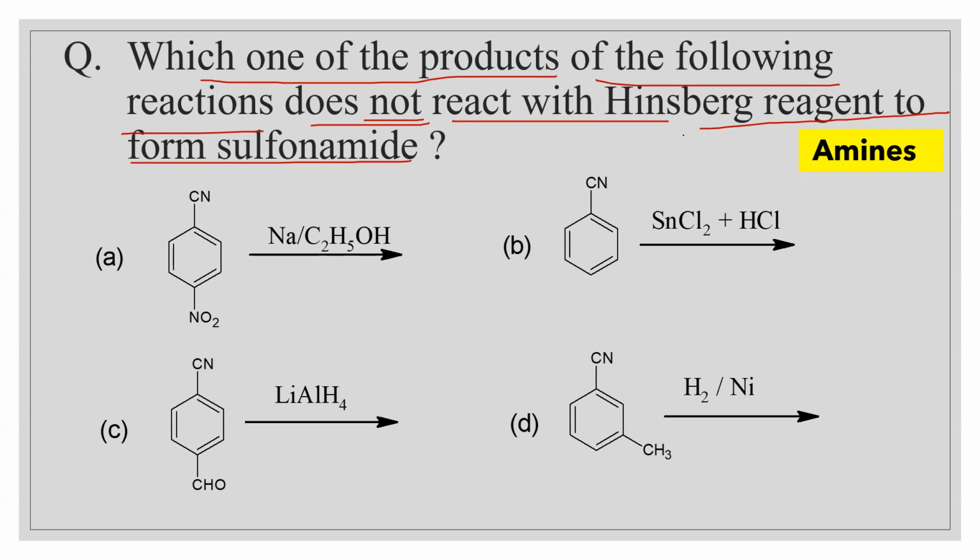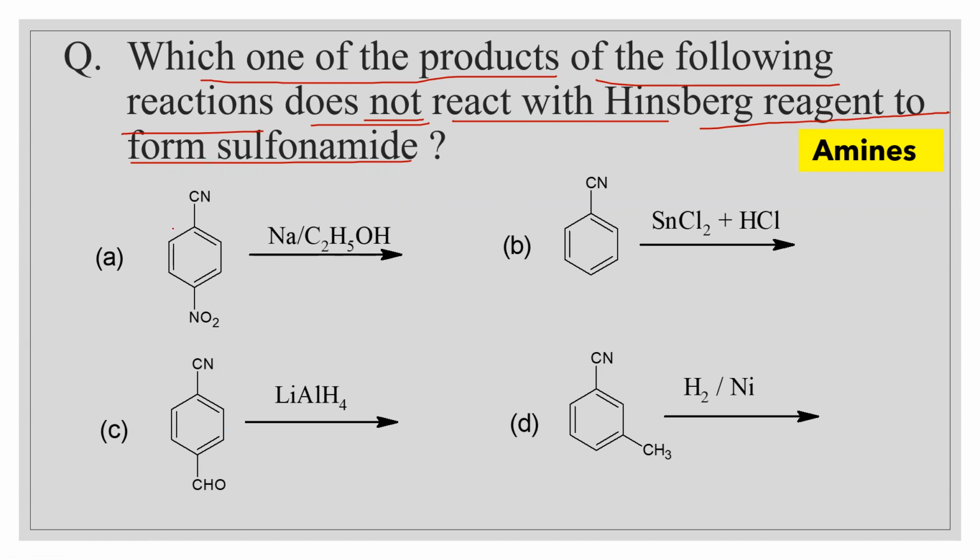C6H5SO2Cl, reacts with primary and secondary amines. It does not react with tertiary amines, because in tertiary amines there is no hydrogen attached to nitrogen. In this question you are given 4 reactions, and you have to find the option in which the product so formed does not react with Hinsberg reagent.